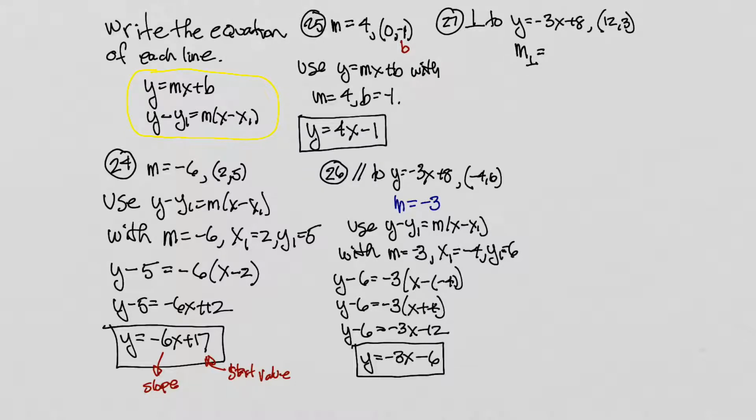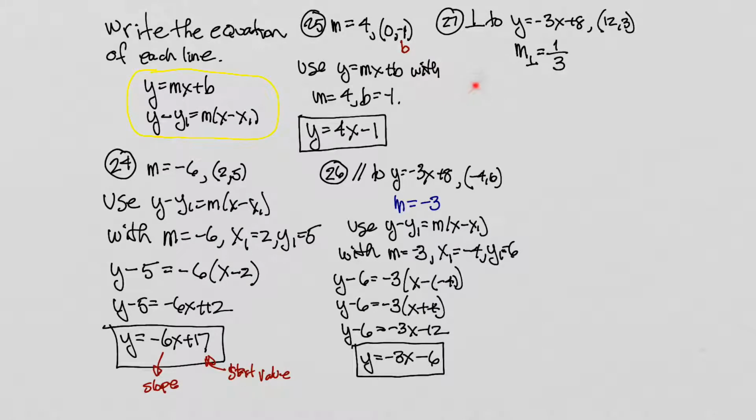So we're going to change the sign, so we'll get positive 1 over 3. Just change the sign and flip it over. 3 is in the top, put it in the bottom, and it passes through this point. Back in problem number 26, we had parallel lines, and parallel lines have the same slope. But now we have perpendicular lines, so we have negative reciprocal slope. Change the sign, flip it over.